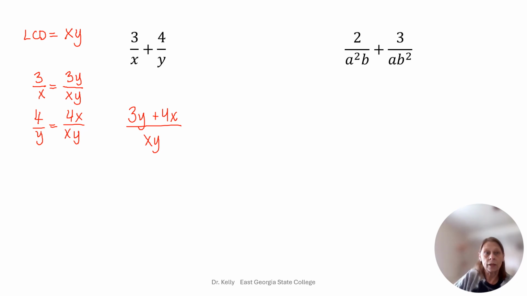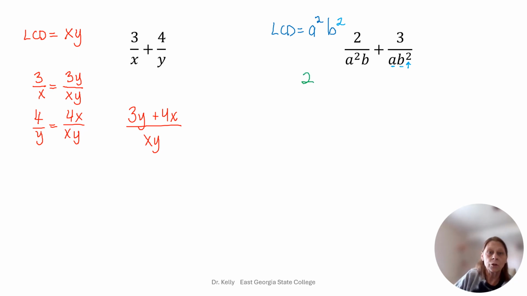Let's take a look here. When we take a look at our LCD on this one, we have a squared b. So what I always say is you write the first denominator down completely, and then look at the subsequent denominators and add what you're missing. So I already have the a, but I don't have the square on the b, so I need a second b, so that would be a squared b squared.